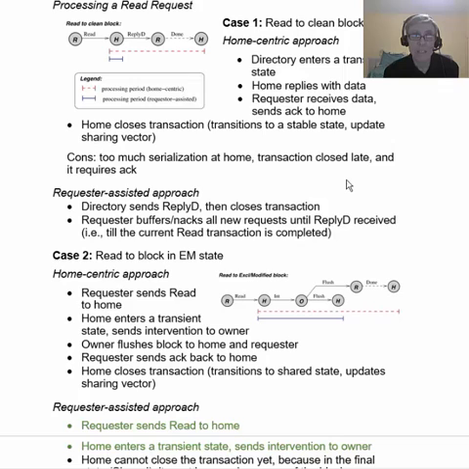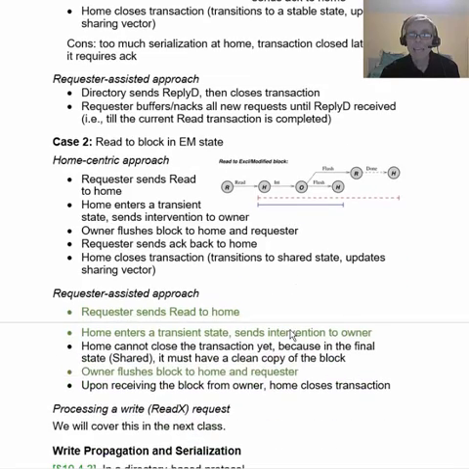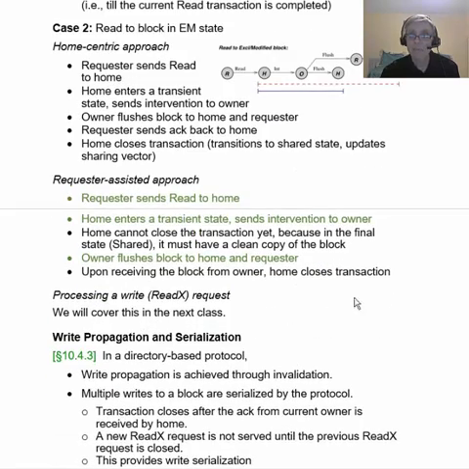So the requester might have an outstanding transaction buffer, as we've just suggested, and in that case it holds on to all of these other requests until the read transaction is completed, or it might just NAC them. It might just say, oh, sorry, try later, and then the other node that's trying to cause a transaction to be performed has to wait until this one is done. But in either case, the requester is in control, and because it's in control, there's more overlapping of processing that's possible. Okay, so the second case is a read to a block in EM state.